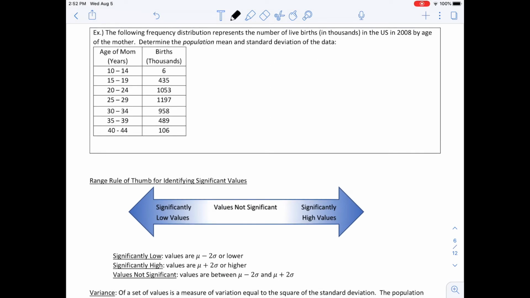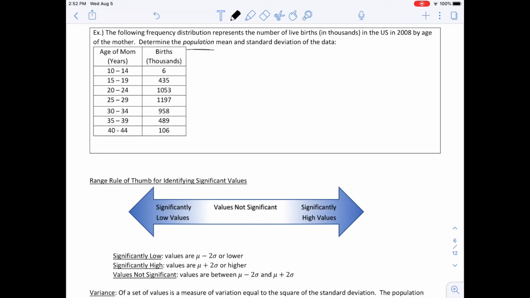So the next example that we have says the following frequency distribution represents the number of live births in thousands in the U.S. in 2008 by age of mother. Determine the population mean and the standard deviation for the data. And again, this is everybody in 2008, so we are dealing with the population. This is another example of grouped data.